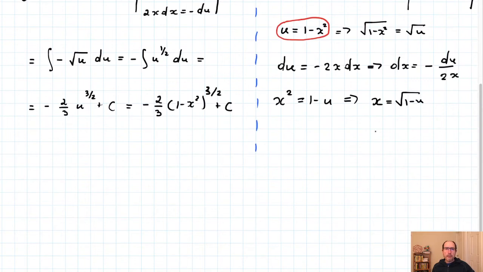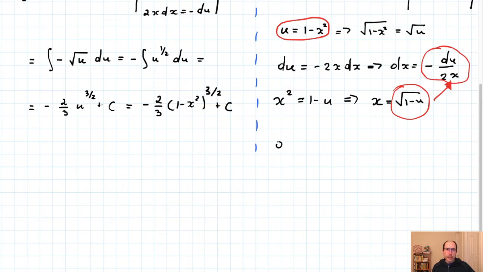Now, this has to go into our formula for dx. So we had an expression for dx: dx equals negative du divided by 2x. And now we express x in terms of u, and we obtain that x equals the square root of 1 minus u. And now we can substitute the square root of 1 minus u for x in this expression for dx.